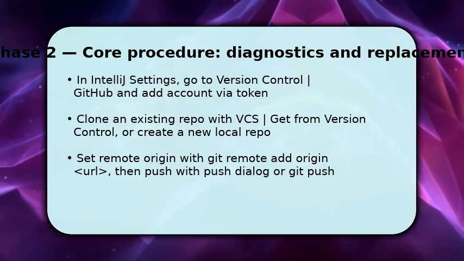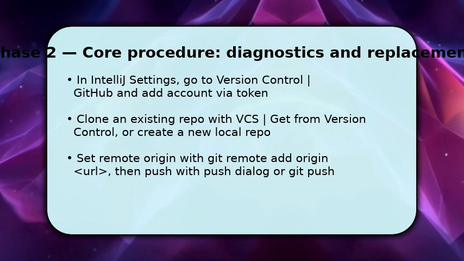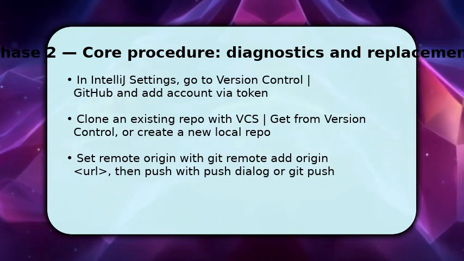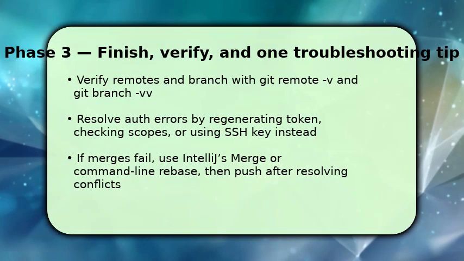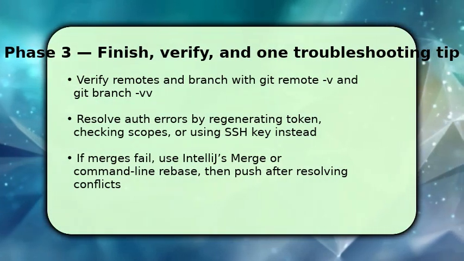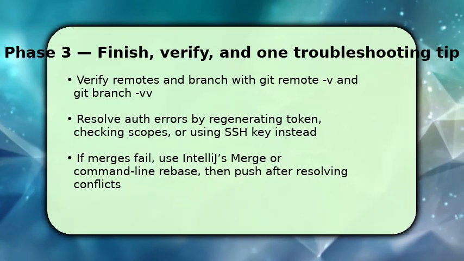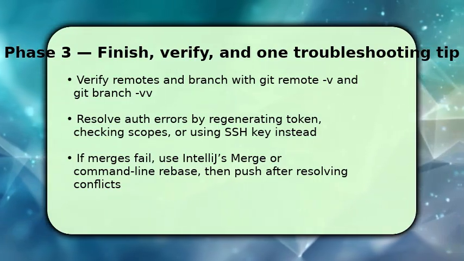Use IntelliJ's push dialog to send commits upstream. It shows branches, and to finish, verify the connection. Run git remote -v and confirm pushes use the correct origin. Make a test commit and push. IntelliJ will prompt if authentication fails.